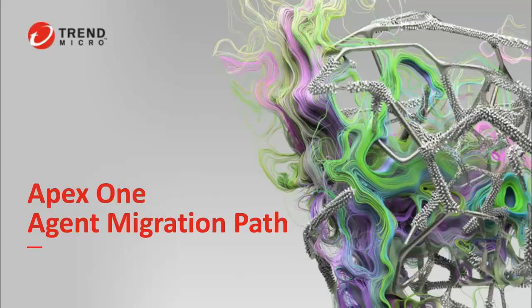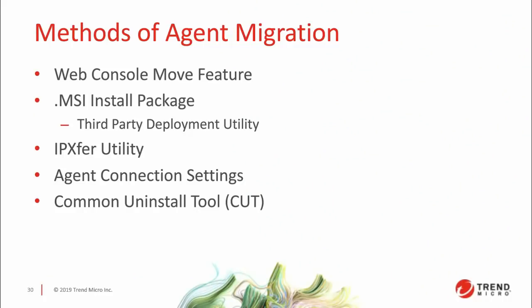All right, and back to it. Apex One agent migration path. Another one of my favorites. So we have different methods of agent migration. I get asked this question a lot. So we have, I'd guess, 5. There's probably a couple more, but the 5 major ones are the web console move, using the MSI Install Package, the IPXfer, agent connection settings, and if you've ever talked to me, my favorite, the cut, the hammer.